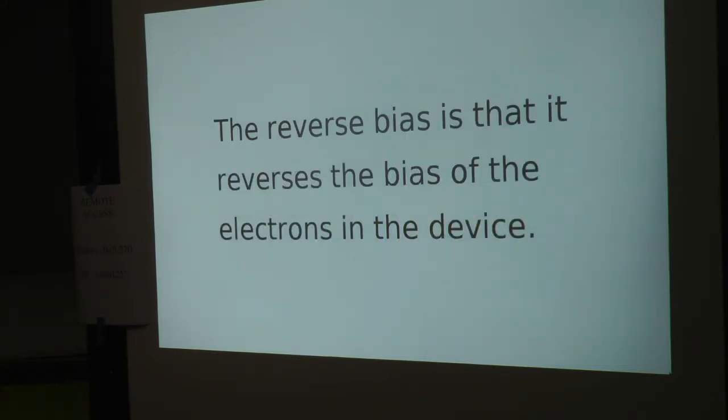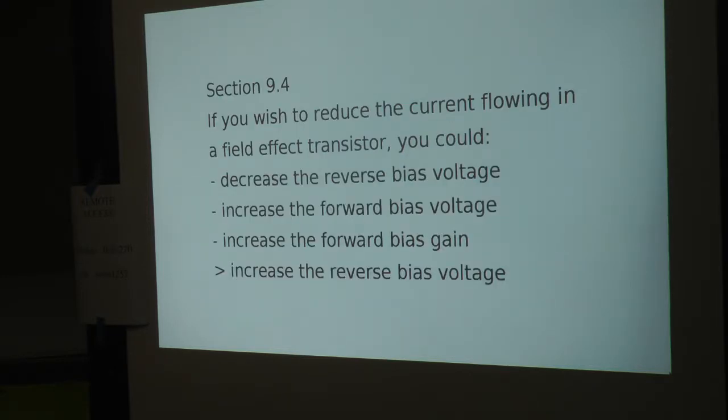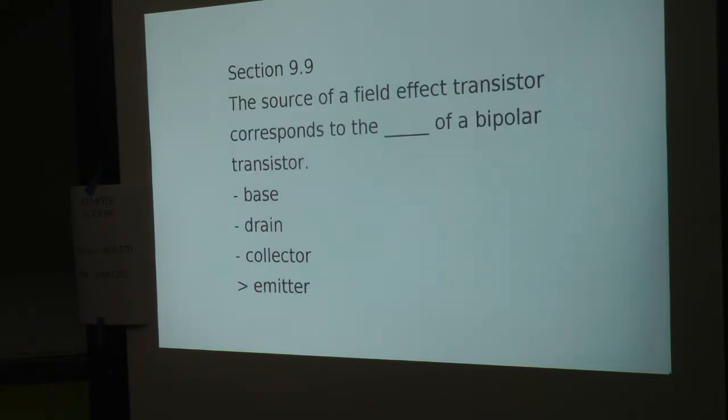So, yeah. The reverse bias is that it reverses the bias of the electrons in the device. So if you remember back from the video on how field effect transistors work, didn't number 1 say that? So let's decrease the reverse bias. Oh, that says increase. Yeah, gain. That's the emitter. The emitter, yeah. Oh, that's that emitter again.